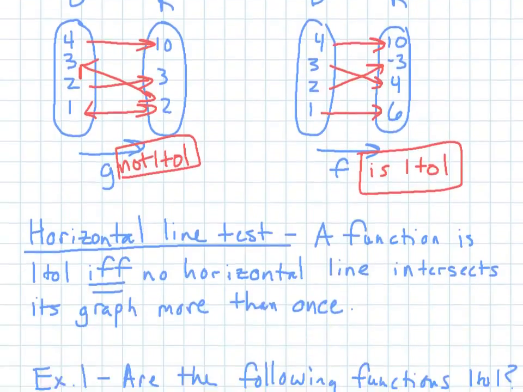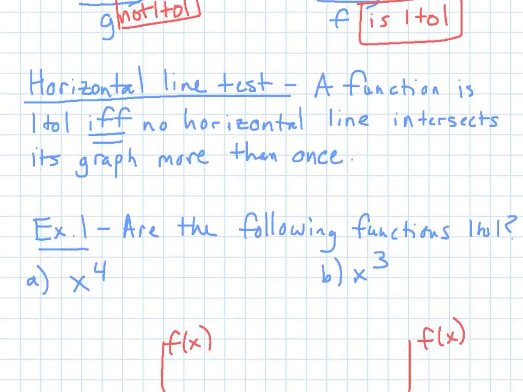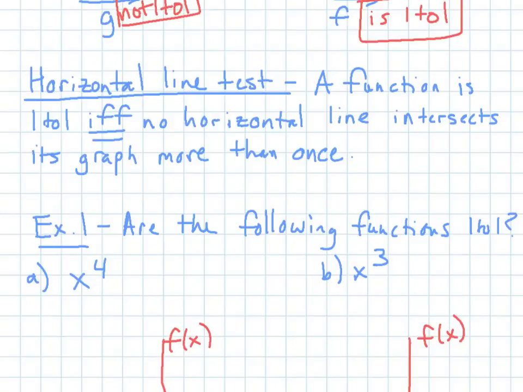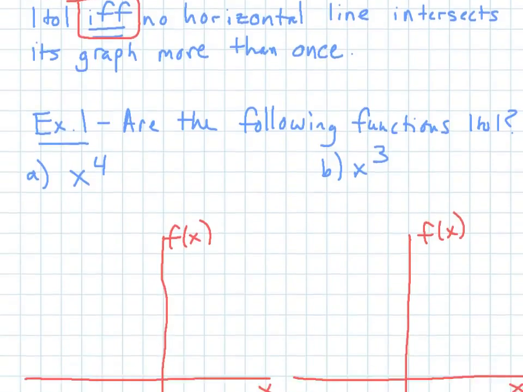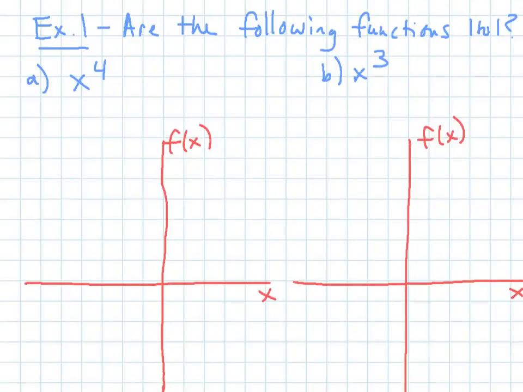Okay? Now another way of taking notice of this is using the horizontal line test. Kind of like how we use the vertical line test to determine if a relation is a function, we can use the horizontal line test to determine if a function is a one-to-one function. So we can say a function is one-to-one if and only if, and that's what this IFF means, no horizontal line intersects its graph more than once. Okay? So same concept as a vertical line test, you're just using horizontal lines instead.